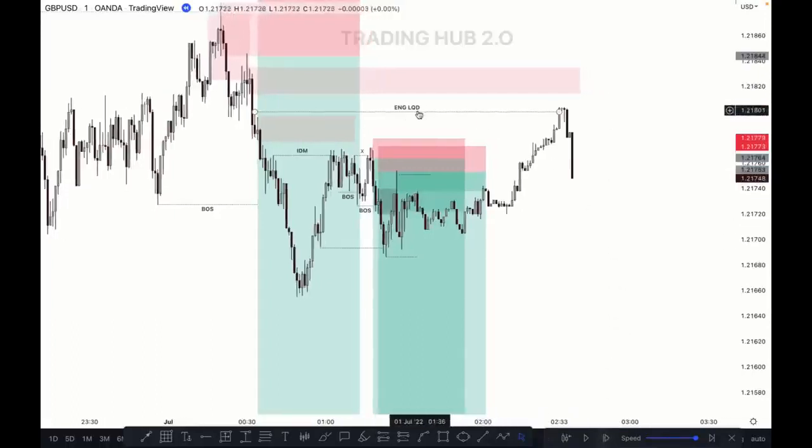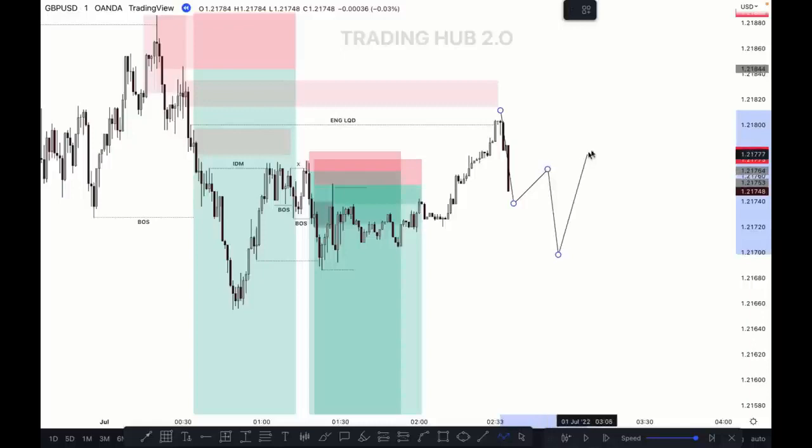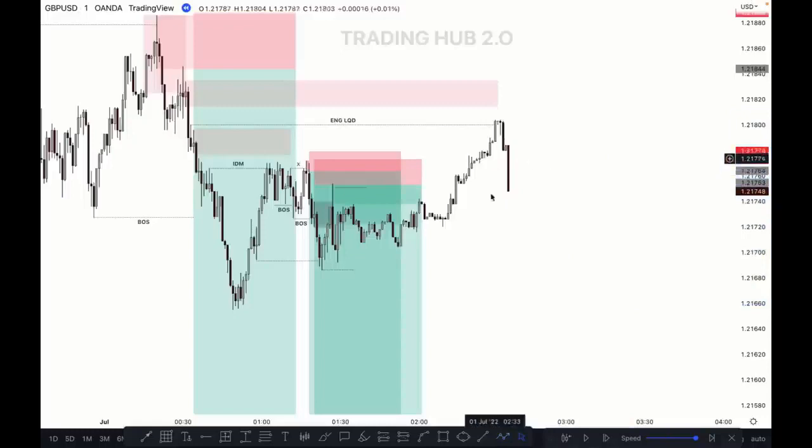In this case, this is our entry type 2 because the market closed above it. So what does entry type 2 say? Entry type 2 says the market must take out the first inducement before the sell. Correct. So this is entry type 2. So I will wait for the price action to develop, to see how it actually works.